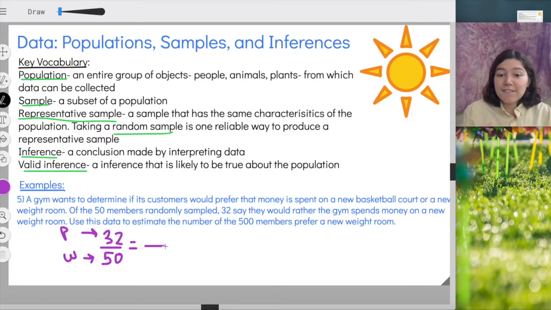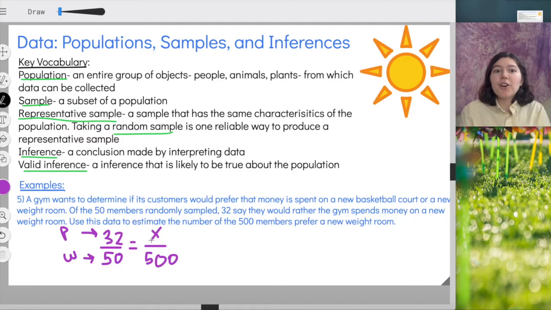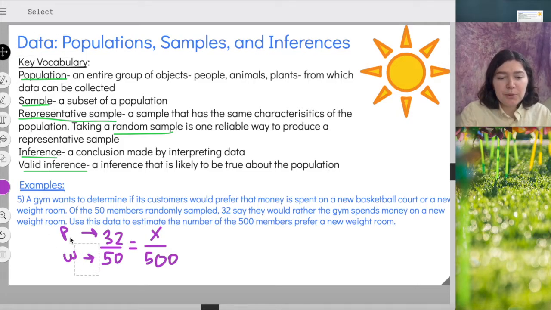So if I have 500 members total, that's going to represent my whole. I have 500 people, and I need to figure out x, the number of people that we expect, of all 500 members, who would prefer a new weight room. So it's probably not going to be exactly accurate, but our random sample can make us have a good prediction. So now we just need to solve this proportion.